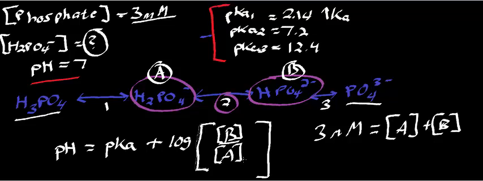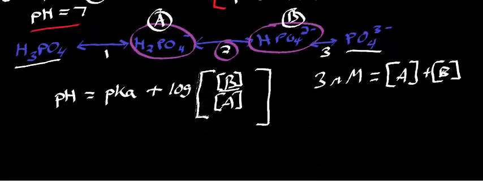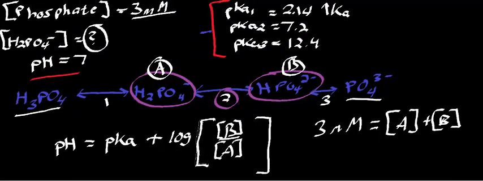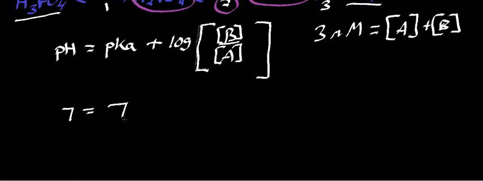Now let's go ahead and fill in what we know. The pH we're dealing with is pH 7. Which pKa am I using? Well, I'm using pKa2 because at pH 7, those two species in that particular equilibrium reaction are the most predominant species. So it's going to be 7.2, plus the log of B over A. But here's the problem. If I just did log of B over A, I'd get a system with two unknowns. But the good thing is I have two equations. So I have a system of two equations and two unknowns.